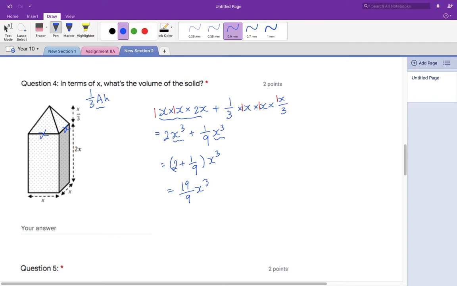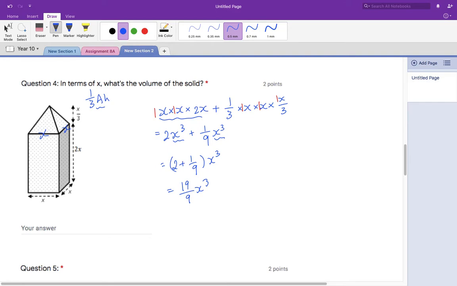That's the answer. Whenever you collect like terms, or should I say simplify an expression, if it's multiplication, you multiply the numbers together and you multiply the letters together, right? And for fractions, it's the same: fractions times fractions.